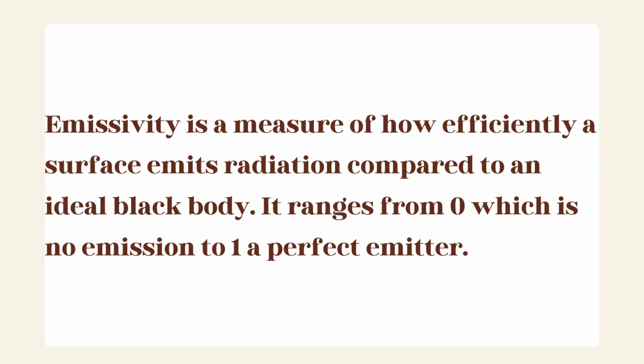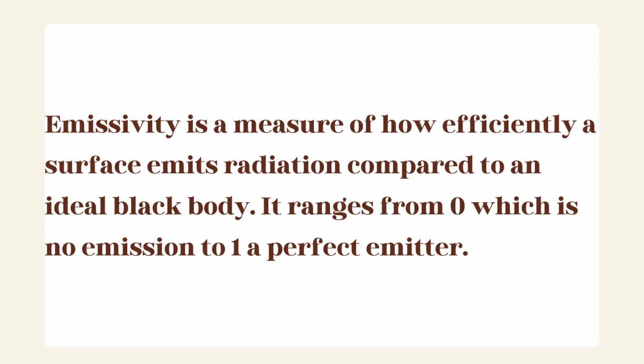Emissivity is a measure of how efficiently a surface emits radiation compared to an ideal black body. It ranges from 0, which is no emission, to 1, a perfect emitter. For real objects, emissivity is often less than 1. According to the Stefan-Boltzmann law, the rate of radiation increases rapidly with temperature. Specifically, the radiated power is proportional to the fourth power of the object's absolute temperature.